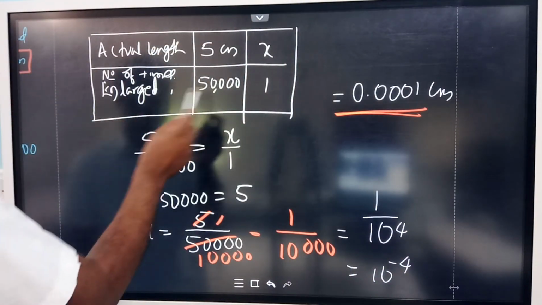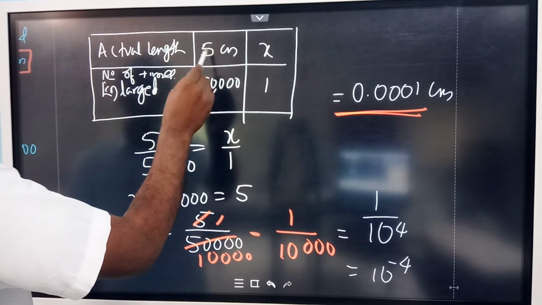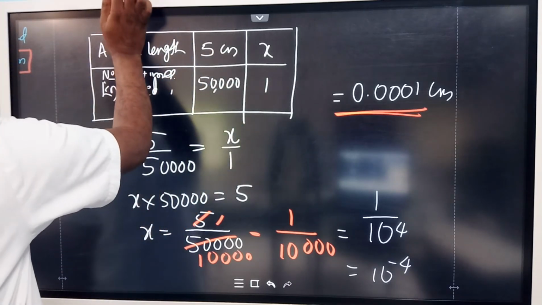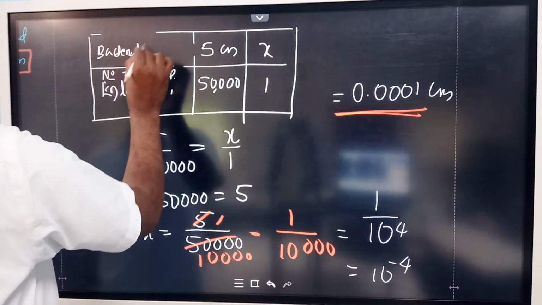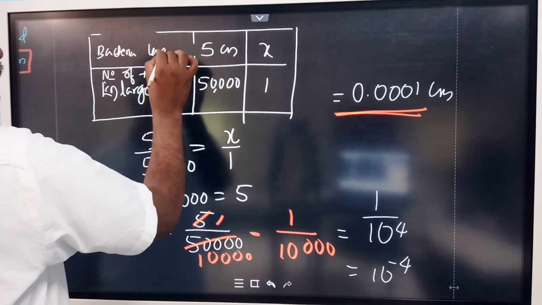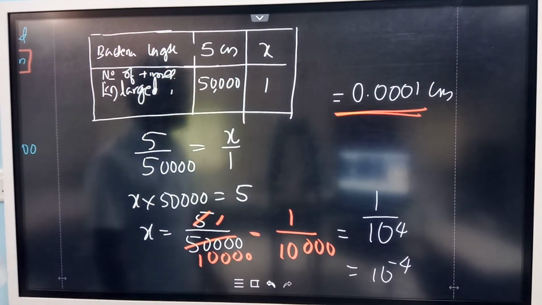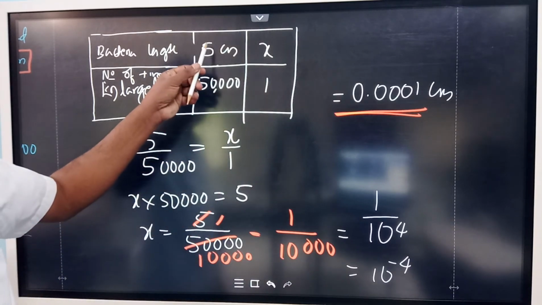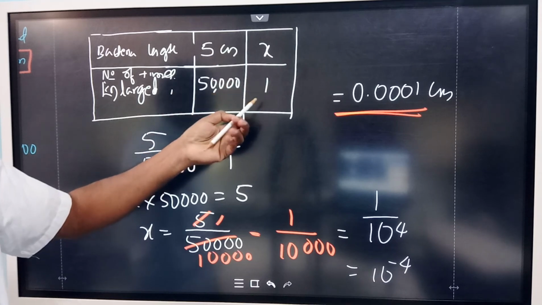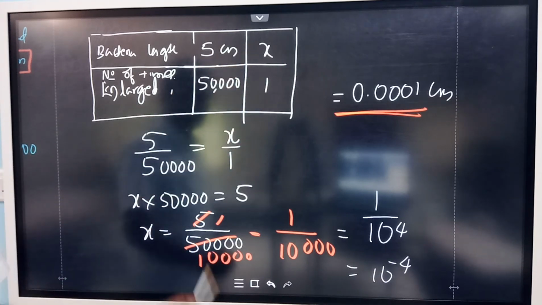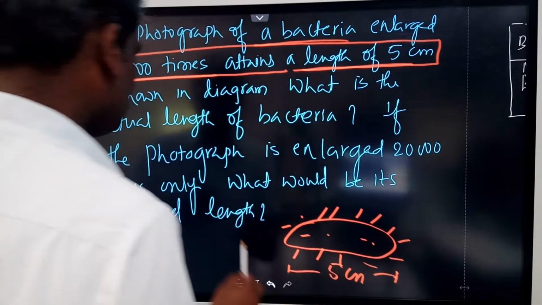So when it is enlarged 50,000 times, it is 5 centimeter in length. You can write here, bacterial length is equal to 5 centimeter when it is enlarged 50,000 times. So one time enlargement means the same actual length. It is x centimeter. So find out the value of x. Then the next question here.